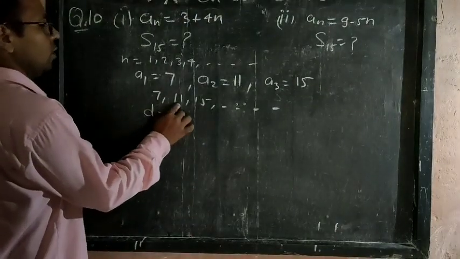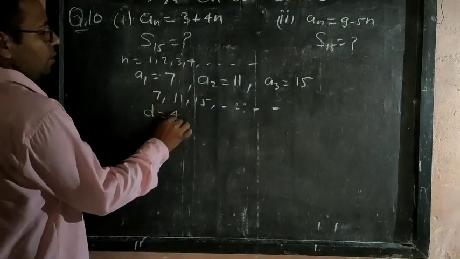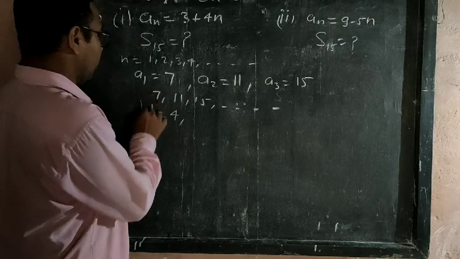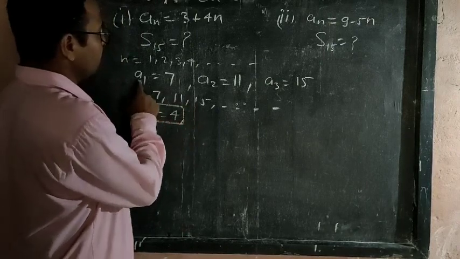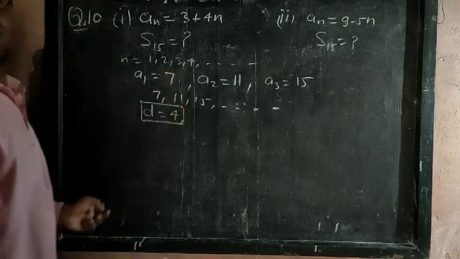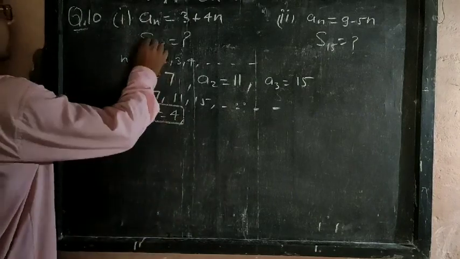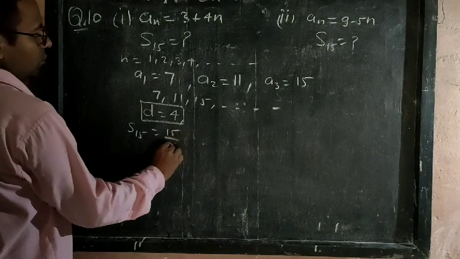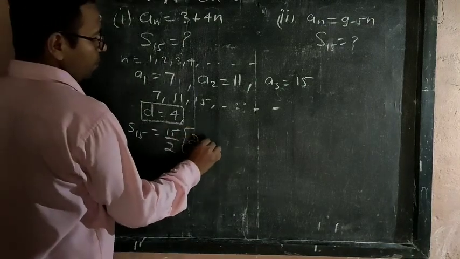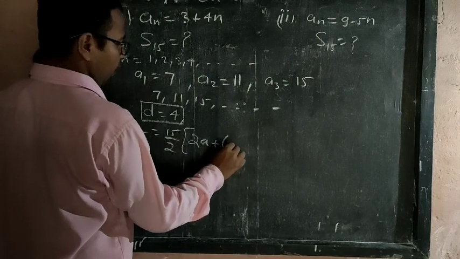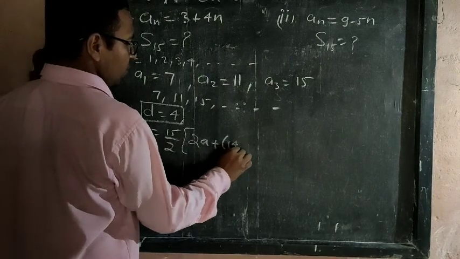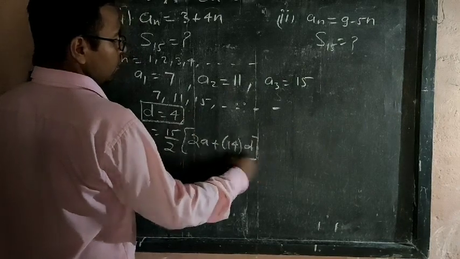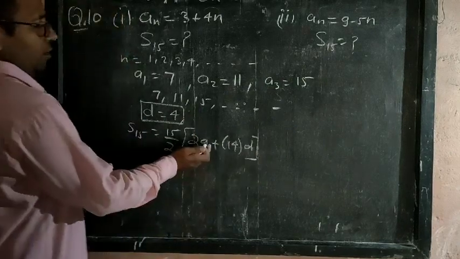You can find the common difference. d is equal to 11 minus 7, how much? 4. In the same way 15 minus 11, how much? 4. So the common difference we are getting is the same, and the first term we have got here is 7. So S15 can be calculated as 15 by 2 in the bracket 2a plus n minus 1, that means 15 minus 1, how much? 14, into d, how much is it? 4. So now we have to put the value of a and d.